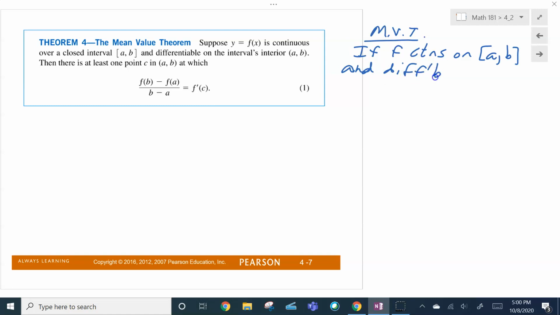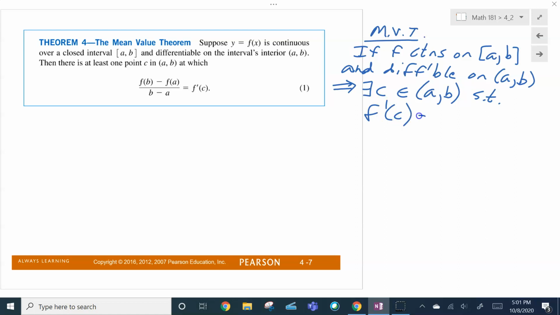and differentiable on the open interval a to b, then there must exist a c in this interval from a to b such that f prime of c is equal to f of b minus f of a, all over b minus a.